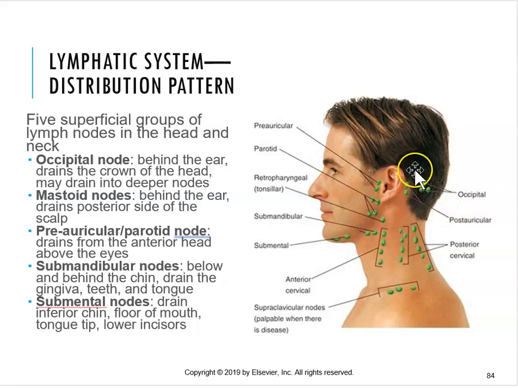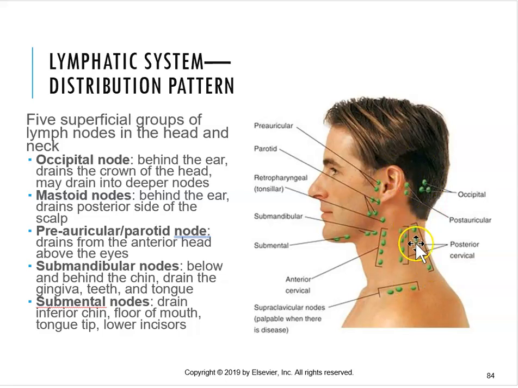Again, imagine there being lymphatic vessels all around, and when the fluid goes into these nodes and they filter out the bad stuff, it then goes to another node, and eventually it goes all the way down into the deeper nodes. So it drains into the deeper nodes. We have the mastoid nodes, also known as the post-auricular nodes, and these are behind the ear. And again, all the fluid just goes all the way down to the back of the scalp.